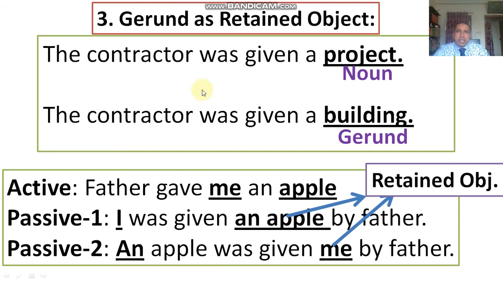Dear students, gerund can be used as written object. The contractor was given a project. The contractor was given a building. In the first sentence, we can see project is noun. In the second sentence, building is gerund.